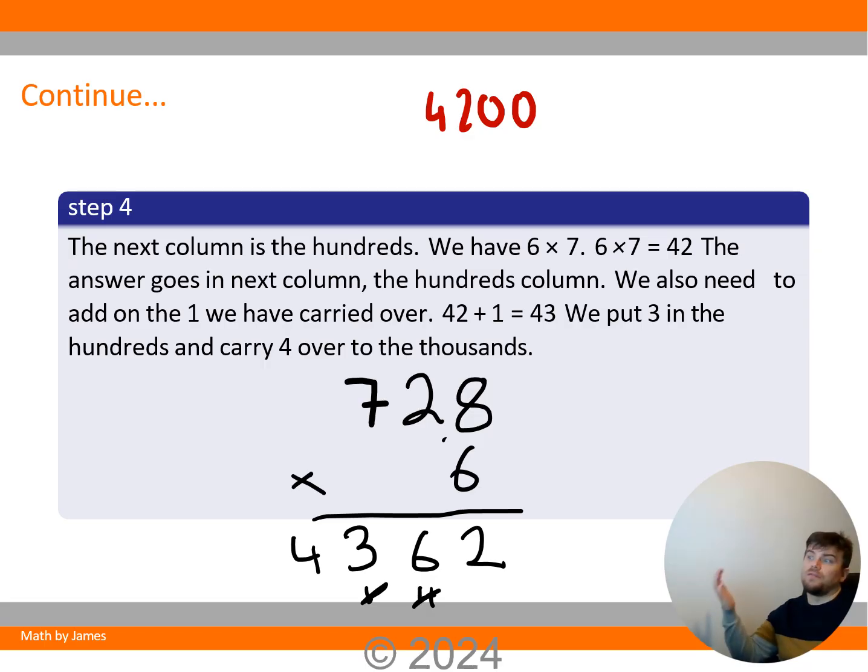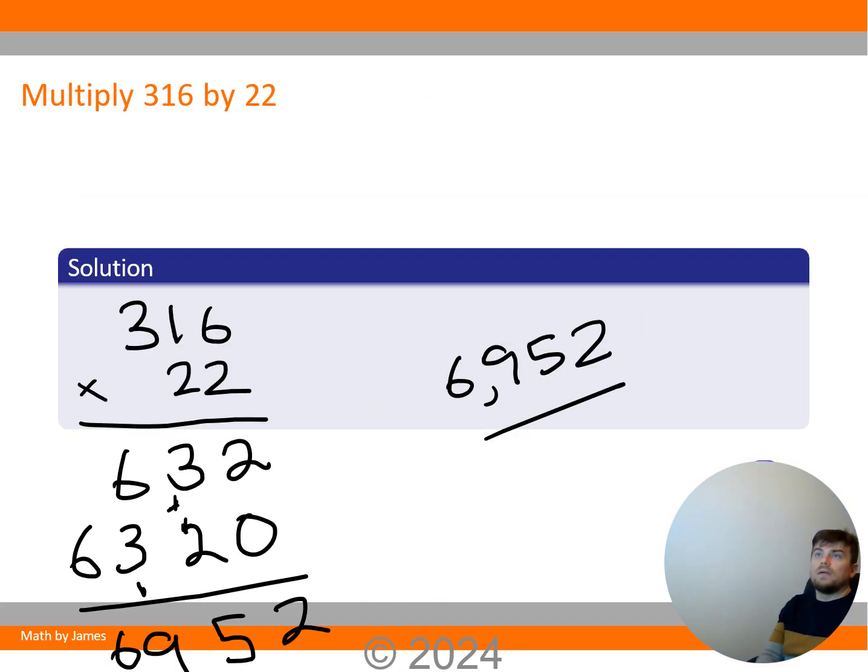There's a couple of different methods, and we'll go through them in the community groups also. If you are struggling with this, please do not hesitate to come forward. We've got multiply 316 by 22.